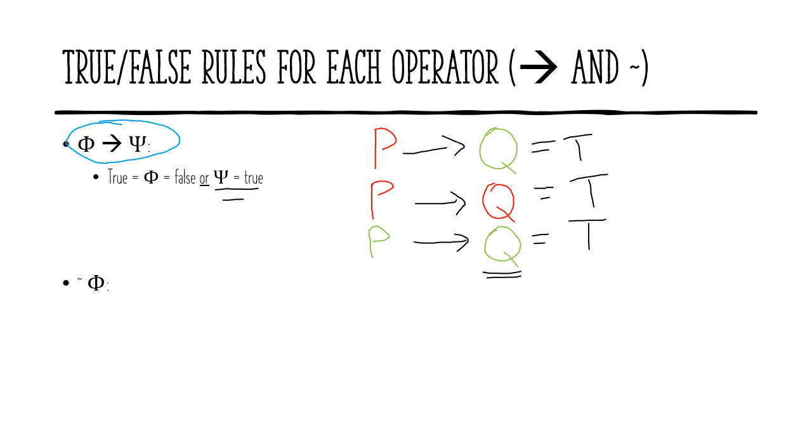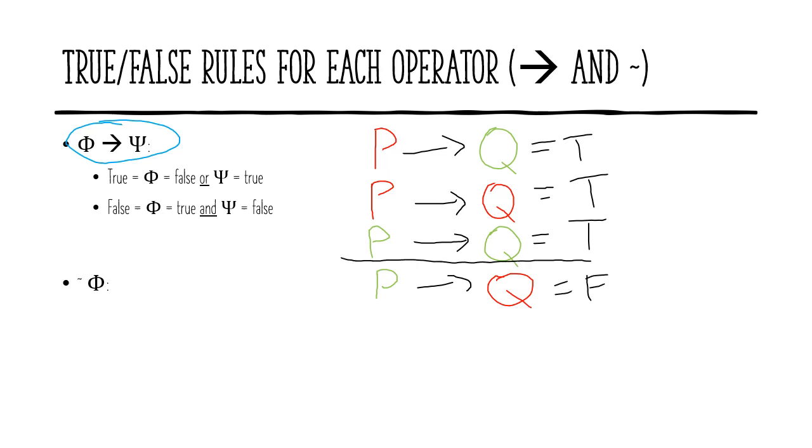So in each of those instances, the conditional statement will be true. The only instance in which it's not true is where the left side is true and the right side is false. That is the only instance in which it's false.